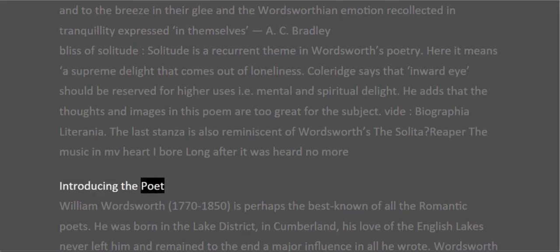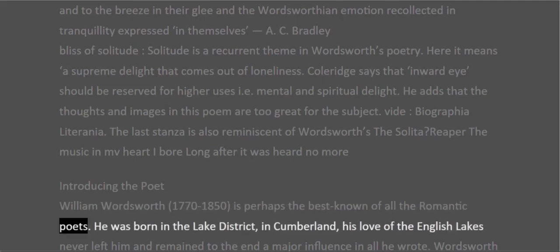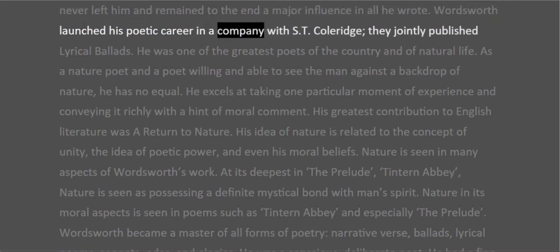Introducing the poet. William Wordsworth, 1770 to 1850, is perhaps the best known of all the Romantic poets. He was born in the Lake District, in Cumberland. His love of the English lakes never left him and remained to the end a major influence in all he wrote. Wordsworth launched his poetic career in company with S.T.